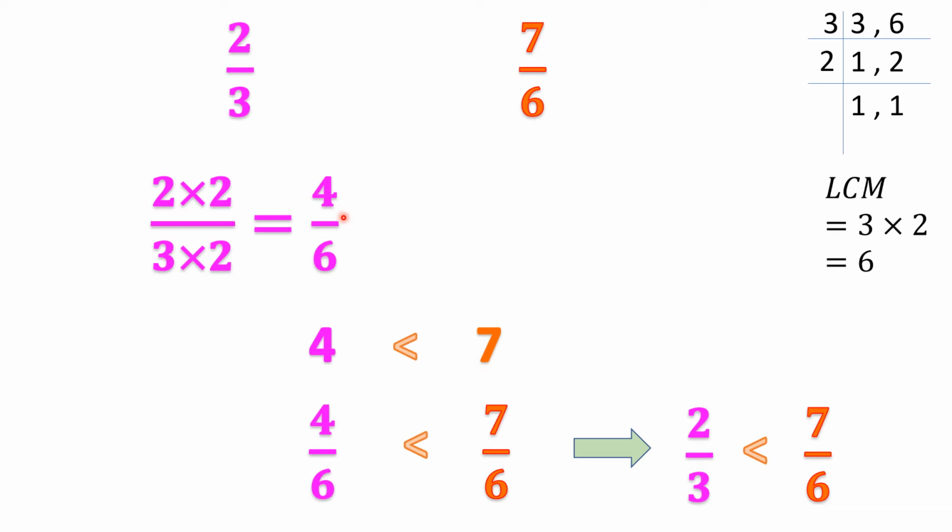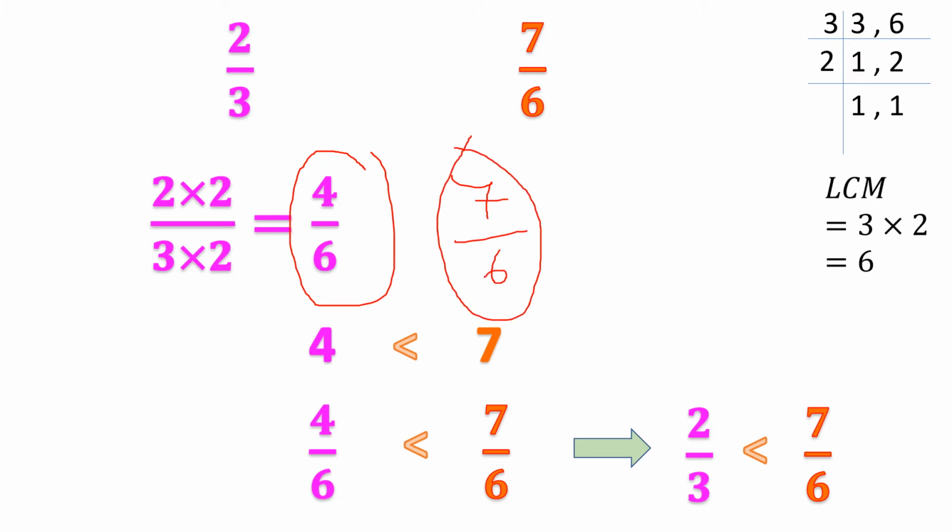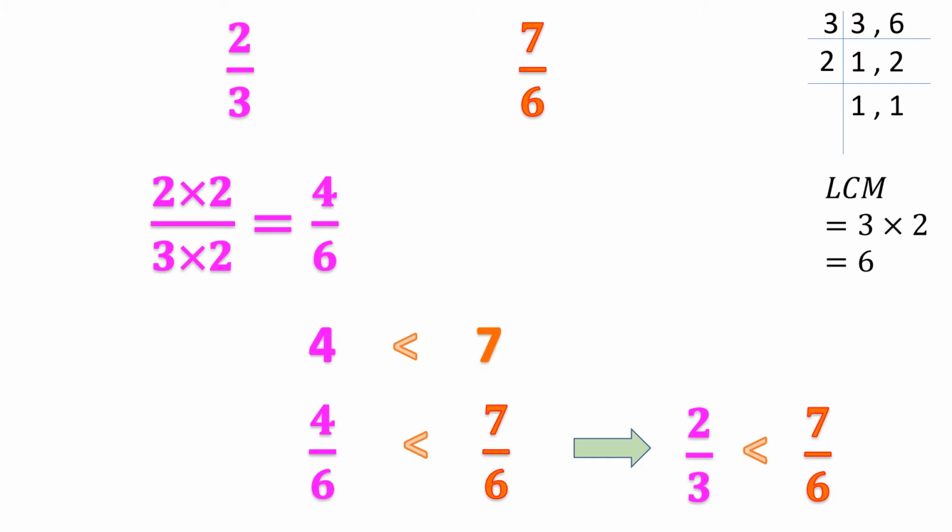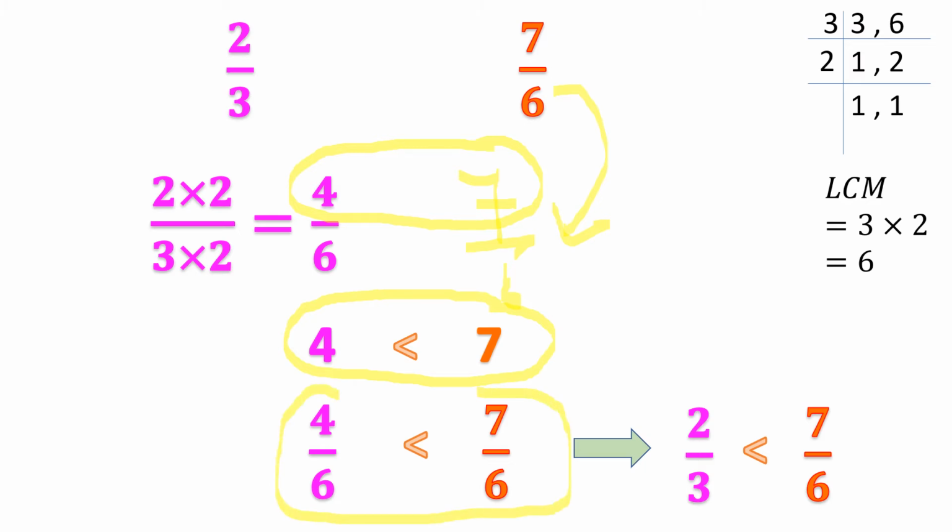So now look, what do I get? I get two fractions. What are the two fractions? 4 by 6 and 7 by 6, right? So now I compare these two fractions. Why can I compare? I can compare because now they are like fractions. Now their denominators are equal. So I can compare these two fractions, right? So I compare 4 by 6 and 7 by 6, which I got from here, right? How do I compare? I look at their numerators and compare. So 4 and 7, when I compare, what did I get? 4 is less than 7. So if 4 is less than 7, then 4 by 6 is also less than 7 by 6.